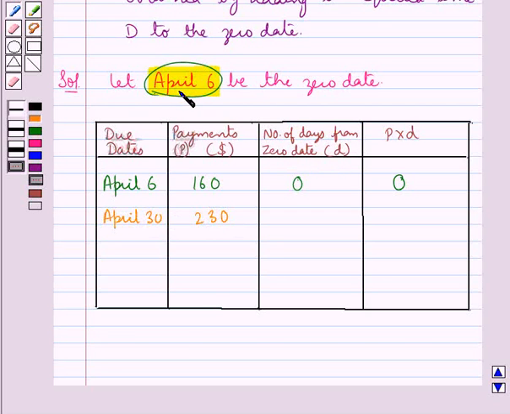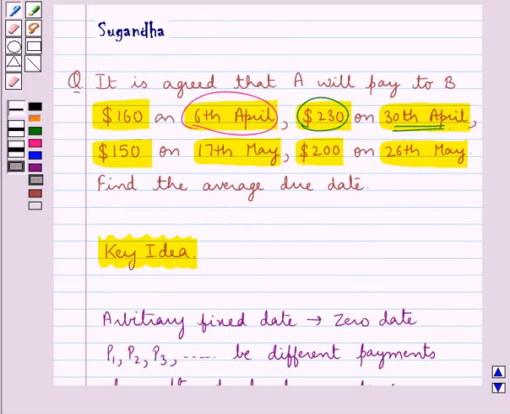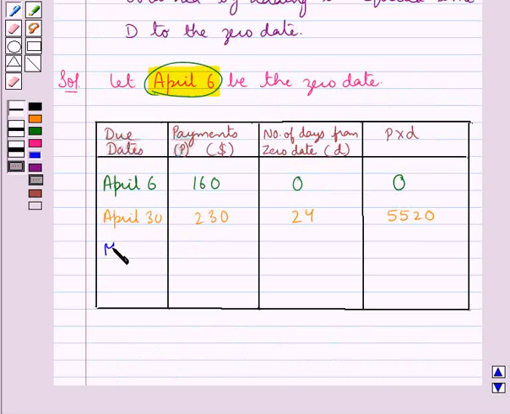The number of days from zero date, that is from April 6 to April 30, would be 24. And here P multiplied by D, that is 230 multiplied by 24, is 5520. Now again from the question, the next due date is 17th May and the respective payment is $150. The number of days from 6th April, the zero date, to May 17 is 41, and here P multiplied by D is 6150.